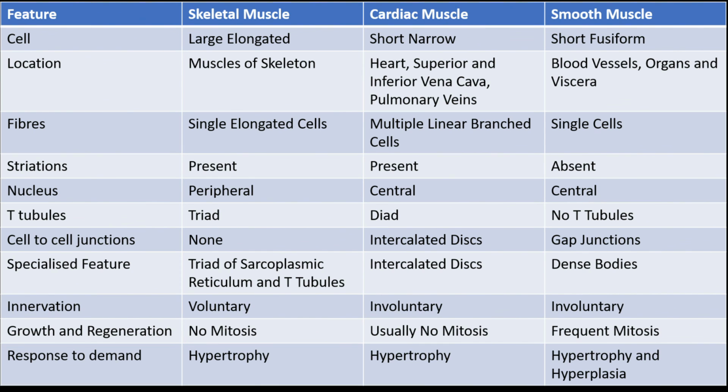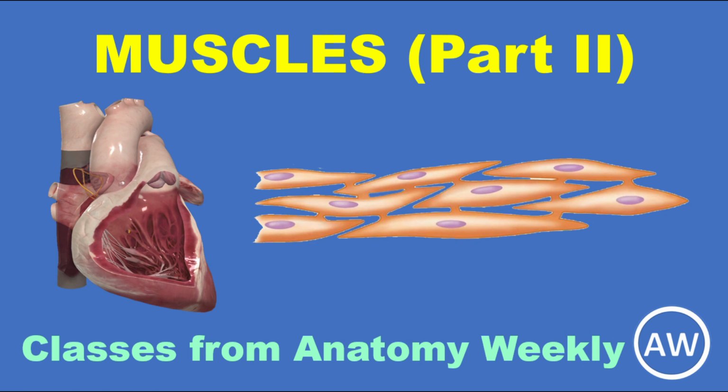In response to increased demand or overuse, the skeletal muscles undergo hypertrophy, the cardiac muscles too undergo hypertrophy, while the smooth muscle cells undergo both hypertrophy as well as hyperplasia. So that's all we have for you regarding muscles.